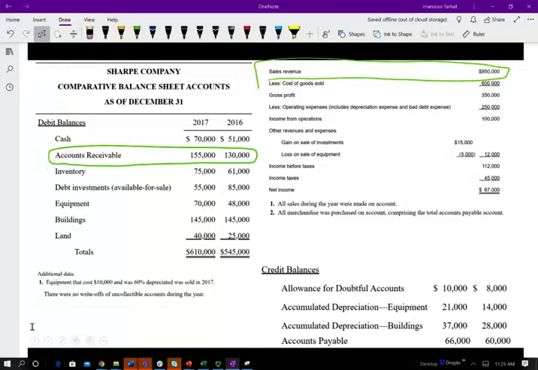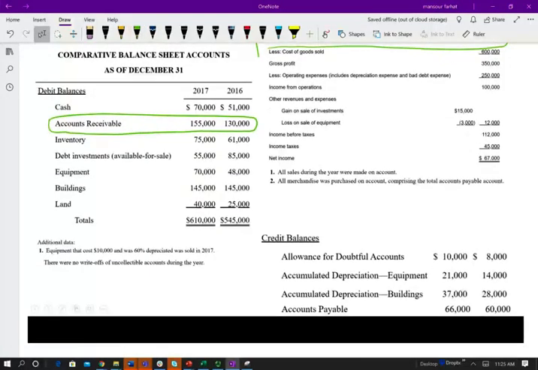So let's examine accounts receivable and see what happened. Our accounts receivable throughout the year went up from 130,000 to 155,000. Notice the balance was 130, now it's 155. Throughout the year, we did collect a lot of money and we sold a lot on account, but the net change is 25,000. It means overall, we sold more on account than we collected in cash.